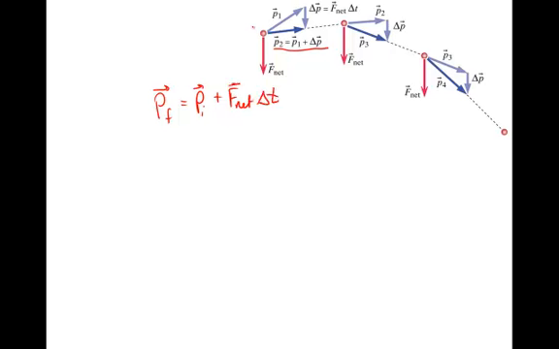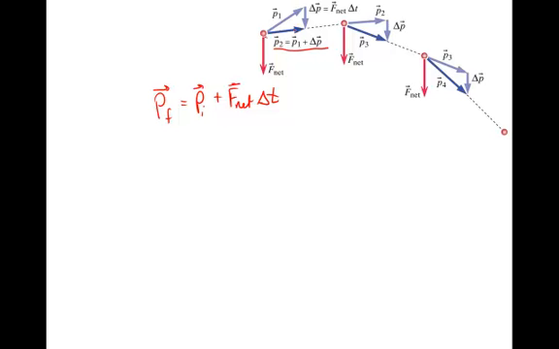So right here we're making use of P final equals P initial plus F net delta T. And so here is our P initial. In other words, this is the momentum the object had to get to that point. Then the change in momentum, or the impulse, is coming from this vector right here. The sum of these two vectors gives me my new momentum.